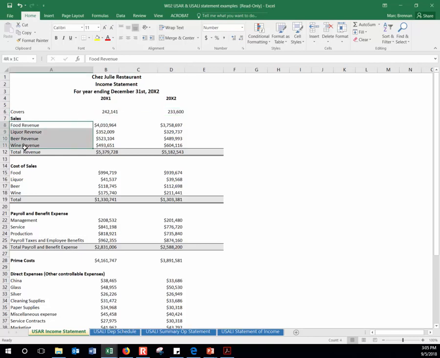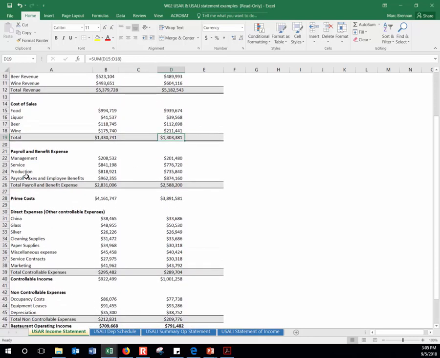In this example, you see that revenue is split up by food, liquor, beer, and wine. Okay? So add them up, you would find out your total revenue. Your cost of sales, so remember that's your directly related costs to produce this revenue. So food is first, food revenue is there. Liquor expense, liquor revenue. So they're all in the same order. And then you would add them all up to find out your total cost of sales.